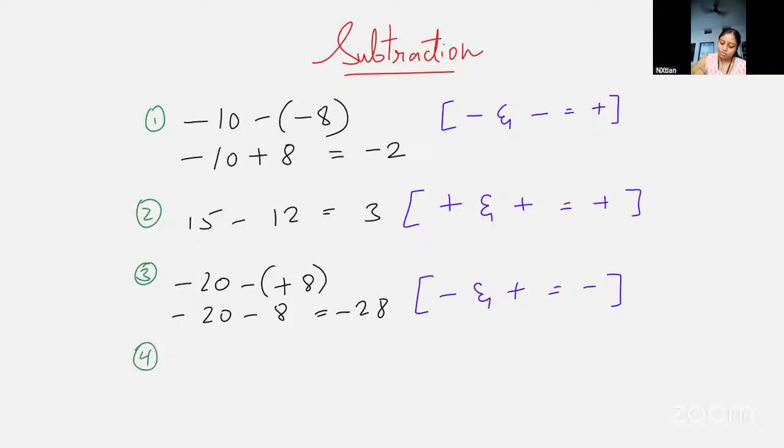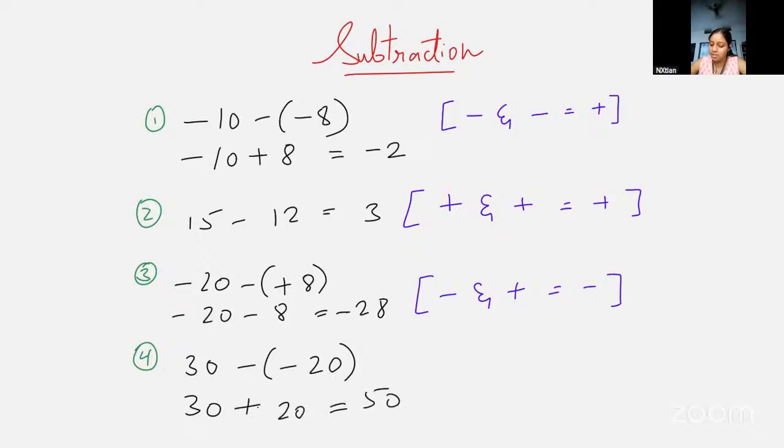When the first number is positive, let's take 30. Okay, 30 minus minus 20 means the first number is plus and the second number is minus. Okay, so what will it be? Now minus minus is there together. So minus minus is what? Plus. Yes, Eva, 10 is not correct. Why? Minus minus is plus. Okay, so 30 plus 20. Yes, the answer is 50.